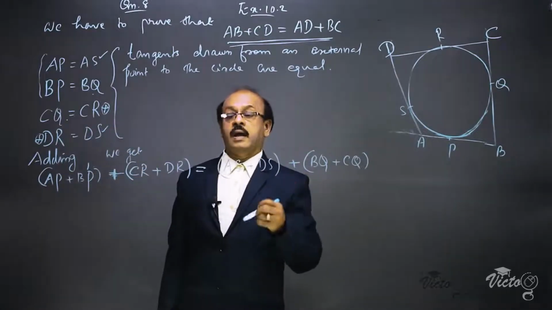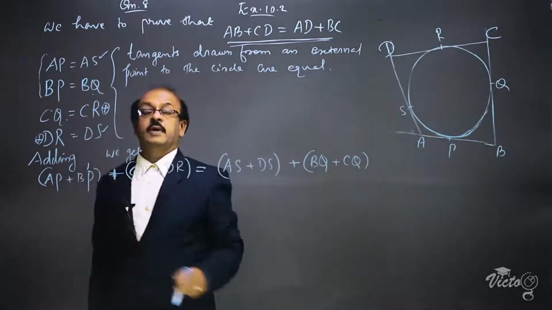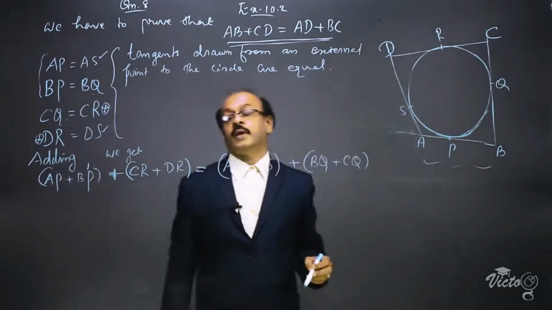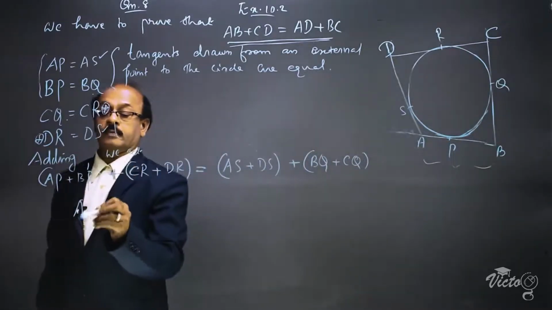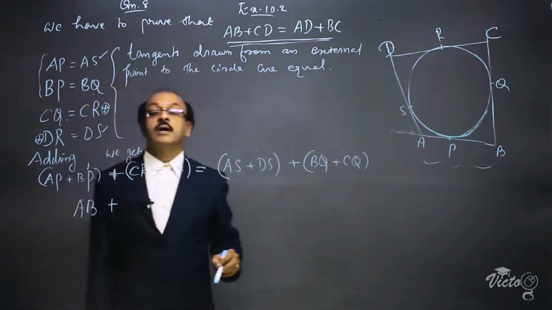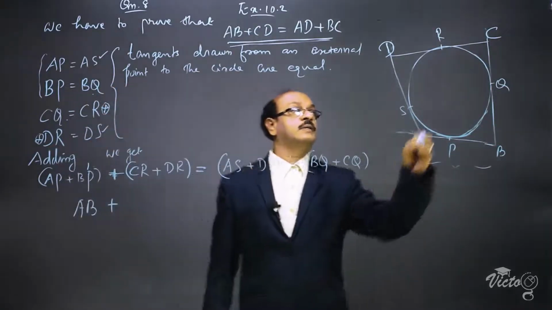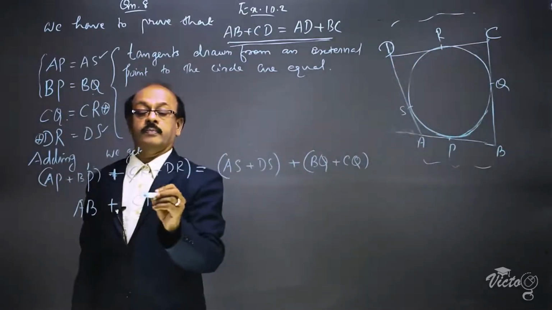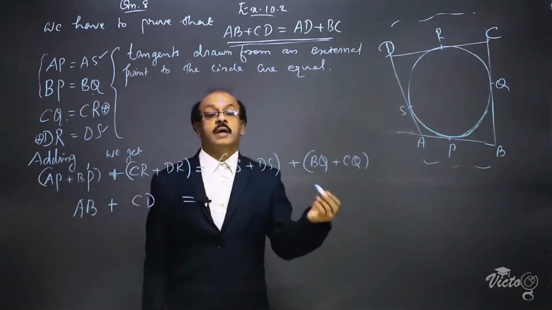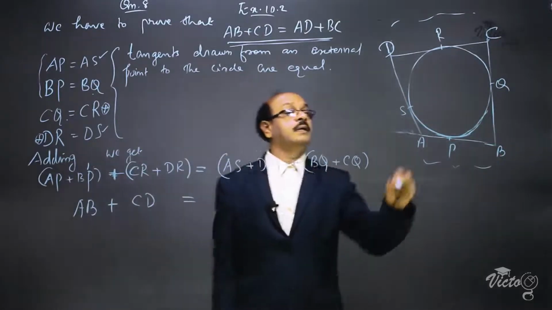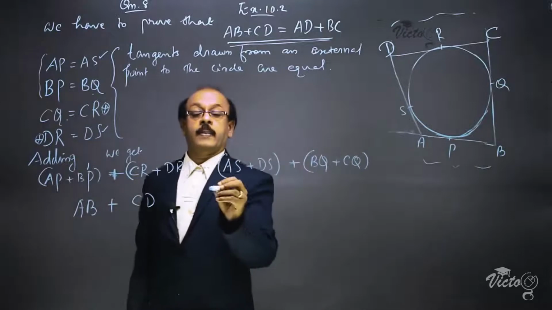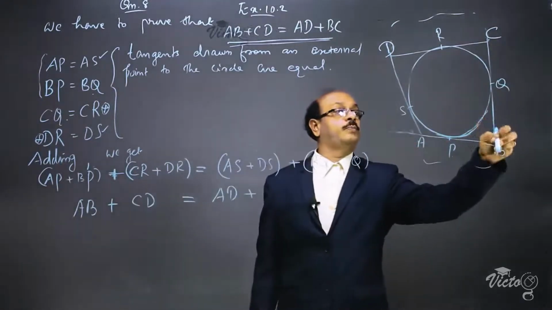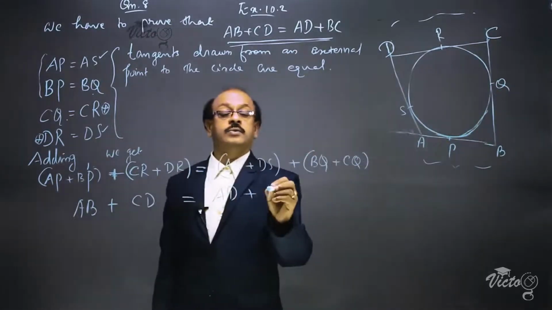Now, rearranging and adding, we are getting AP plus BP. Look at the figure. AP plus BP is equal to AB. Plus CR plus DR. CR plus DR is equal to CD. And on the right side, AS plus DS is equal to AD. Then plus BC, since BQ plus CQ is equal to BC.